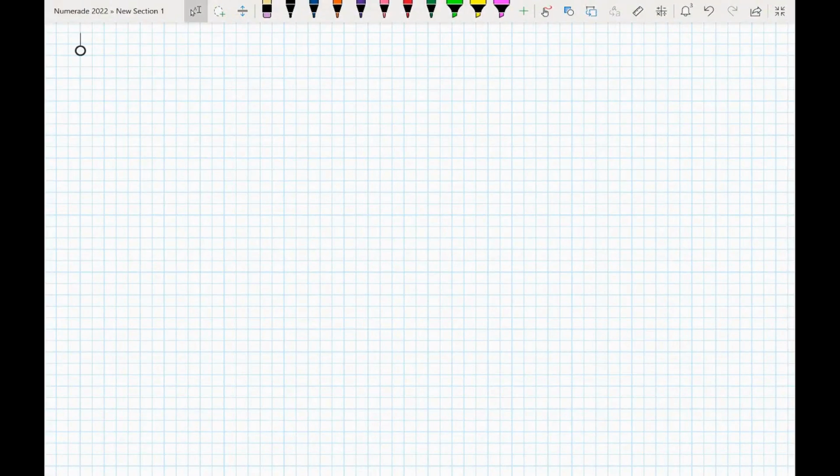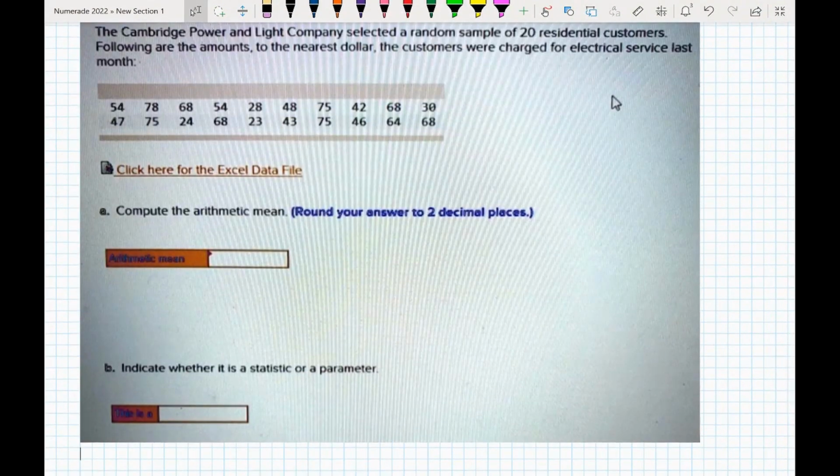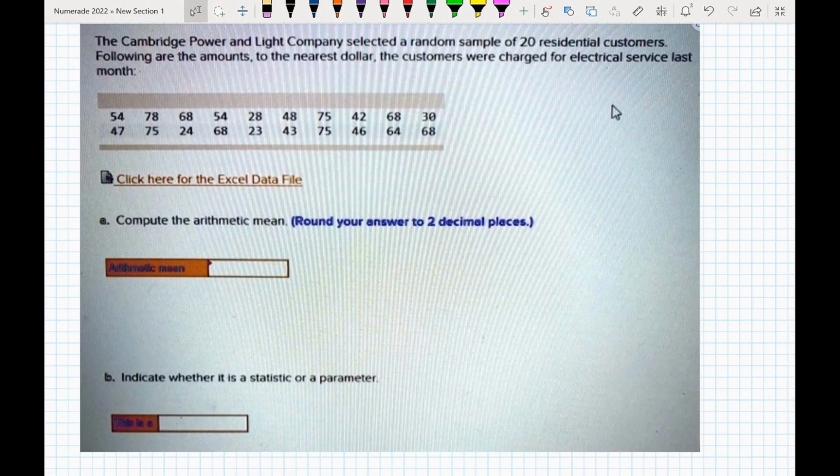Now let me bring up your question here. In the question, we're given a sample of 20 residential customers. So the keyword here will be the sample. Let me remind you that when we talk about the sample, the result that comes from the sample will be called the statistic. And if we talk about the population, the result that comes from the population will be called the parameter.